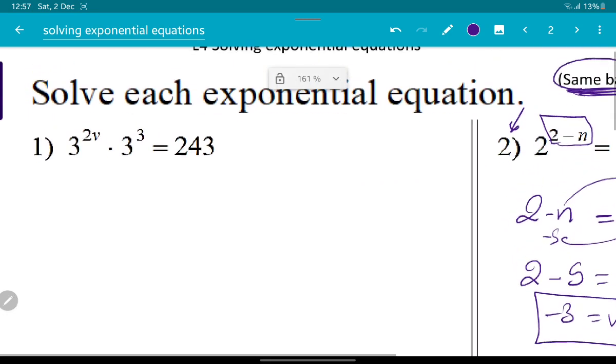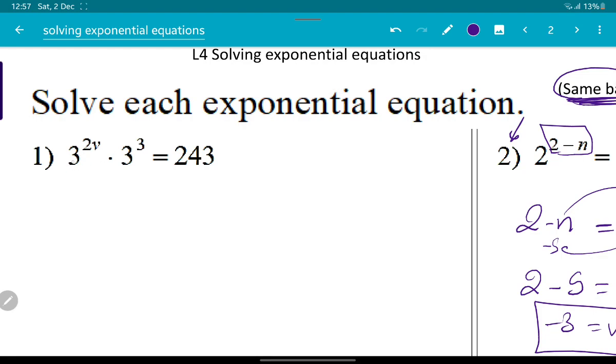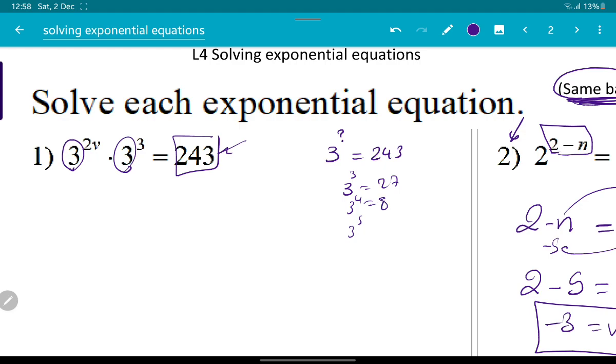But in question number 1, we don't have the same base. This is 3 and this is 3, and you should know that this should also be 3. So now you can think about a number: 3 to a power, which power gives 243. So you can replace this 243 by this and put the same base. You can try this by the calculator: 3 power 2, 3 power 3, 3 power 4, and so on, and the answer will be 3 power 5. This is 27, this is 81, and this is 243.